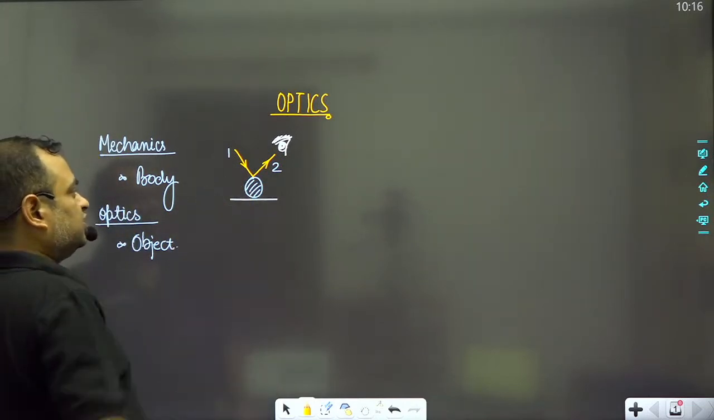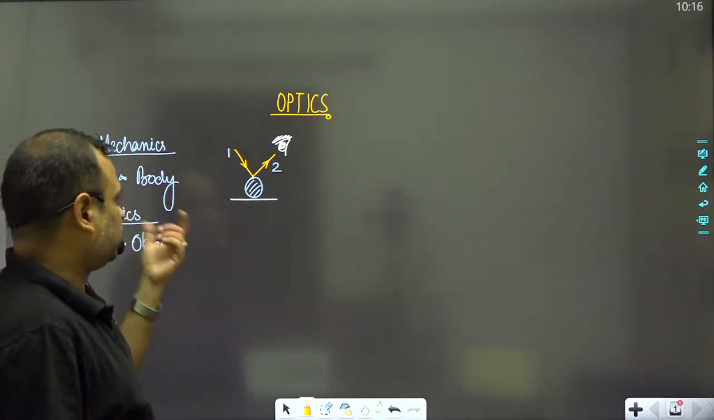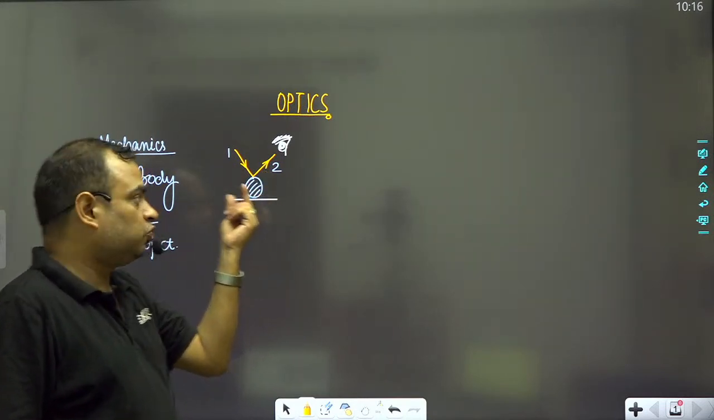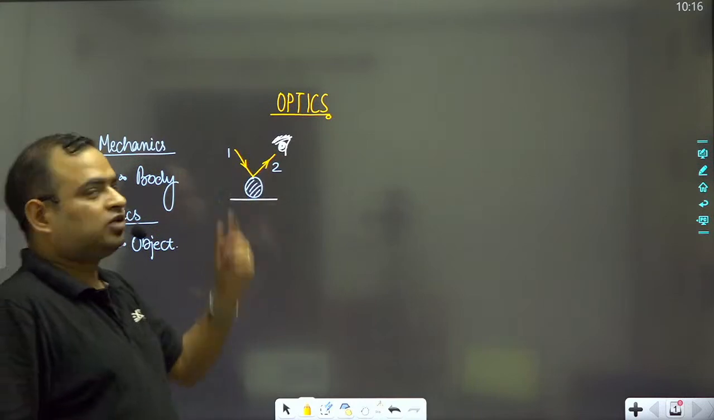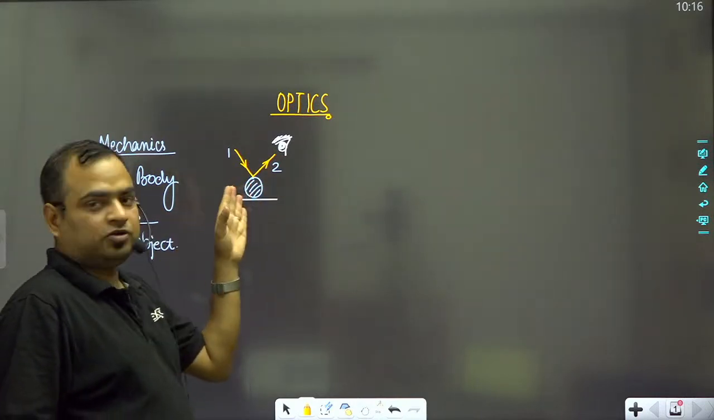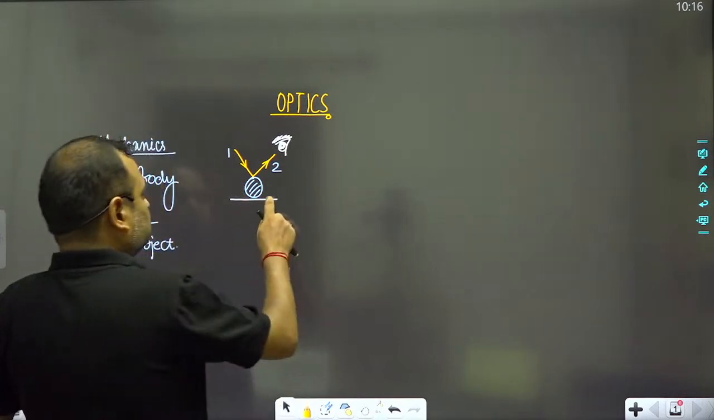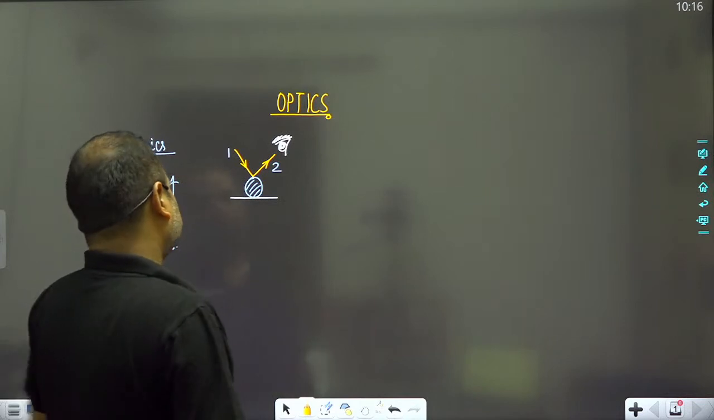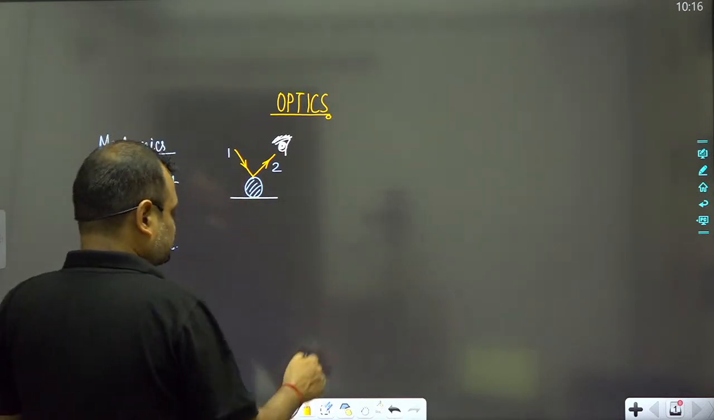So this is the way that we see an object. Now if light ray 2 doesn't enter into the eyes, then obviously we are not able to observe this object. So we are not able to observe this object. So this is the first case.